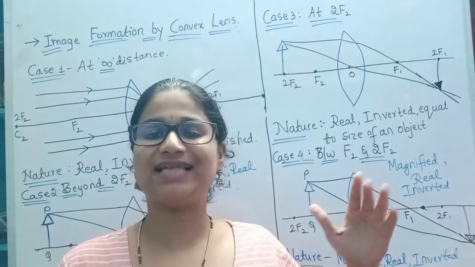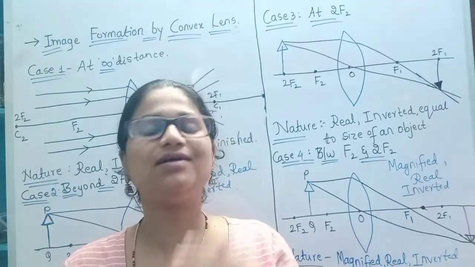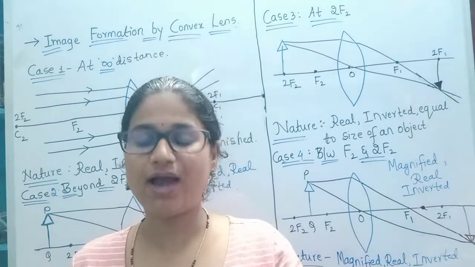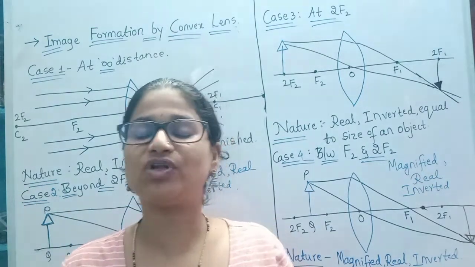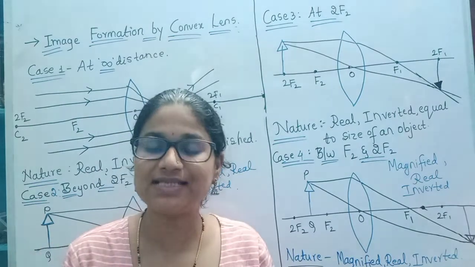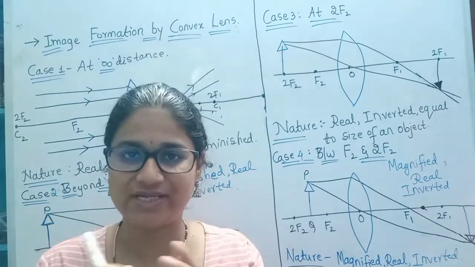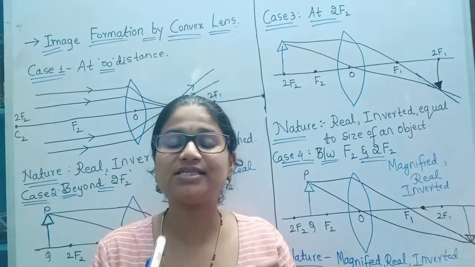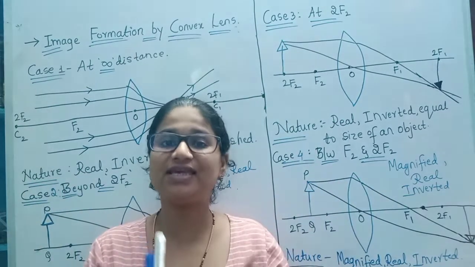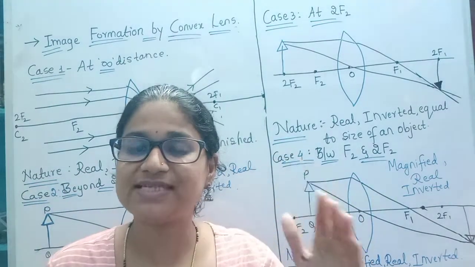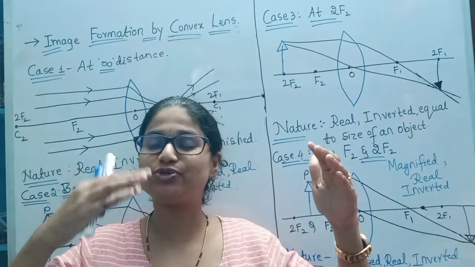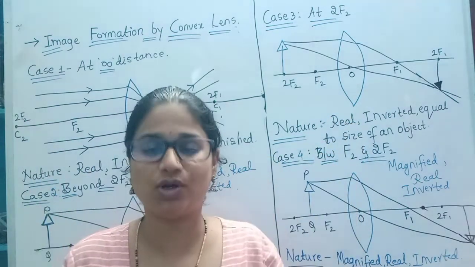So in the last class, we discussed the lenses, how the images will be formed, the construction of the convex lens and the terms involved in the convex lens. Today we are going to discuss in detail many cases: when an object is placed at a certain position, how the images will be formed, especially in the convex lens.